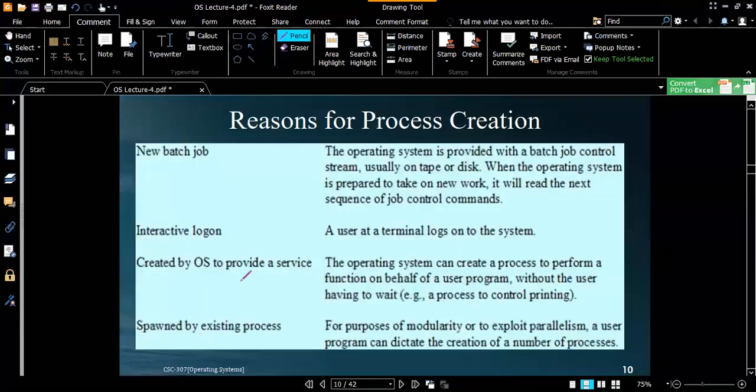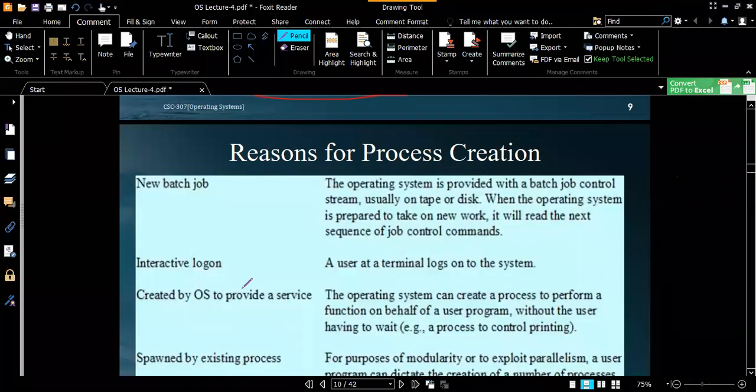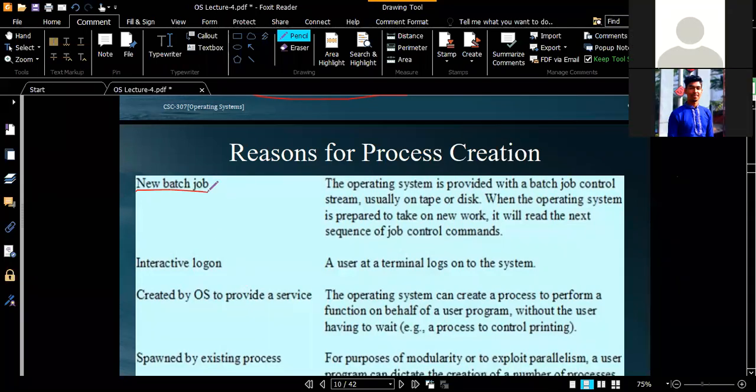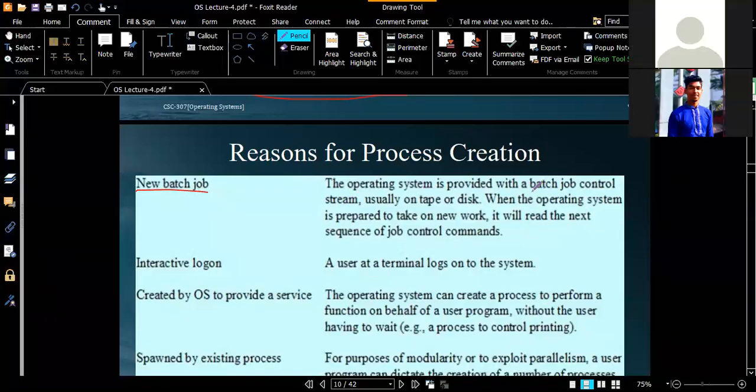And now for the last topic for today: process creation, why we actually create processes. First, a new batch job. The process is created when the operating system is provided with a batch job control scheme. In the tape days, when the operating system was prepared to take on new work, it would read the next sequence of jobs. So in short, whenever the operating system needs to do something new, that is the first reason for creating a process.